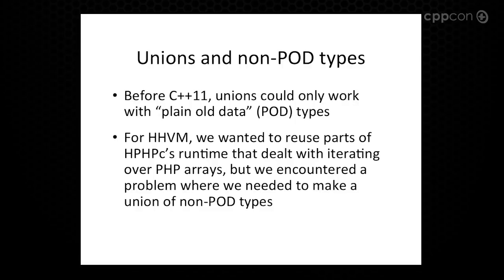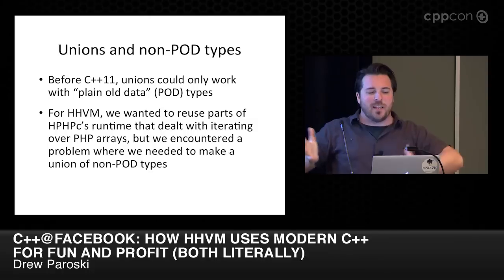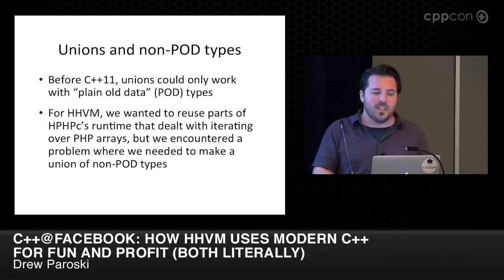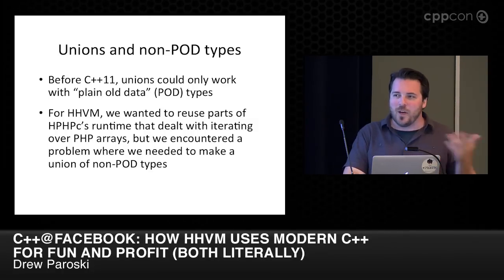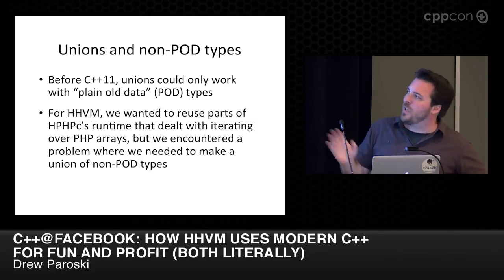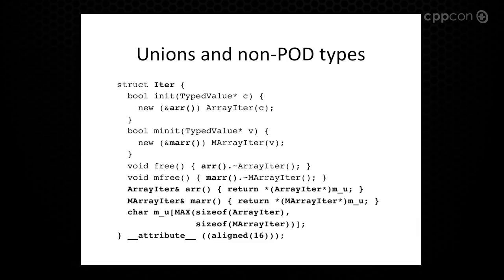So we ran into this situation where we had two non-POD types. They were classes with constructors and destructors and all this, and we needed to make them into a union. I won't get into the details, but suffice it to say, we wanted to make a union of two things, and this is before we adopted C++11. So here's what we did. We made a char array. We made sure it was big enough to fit either object.